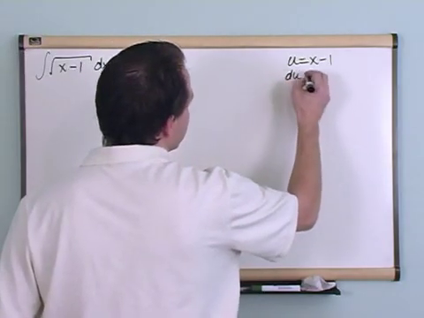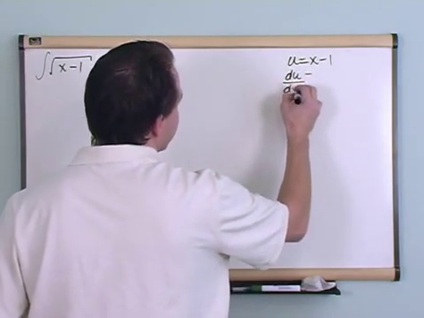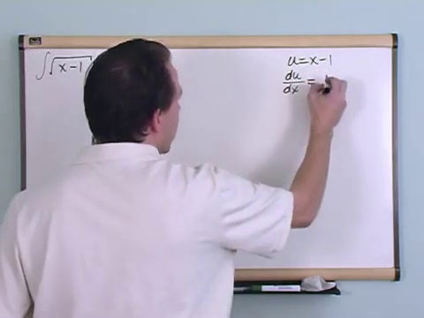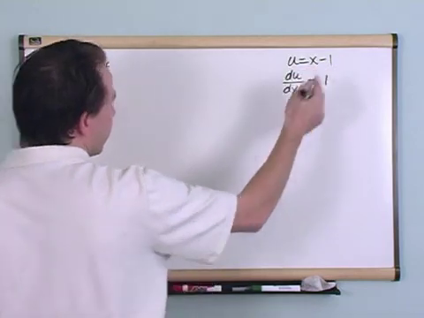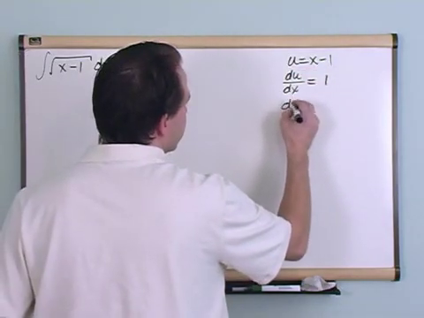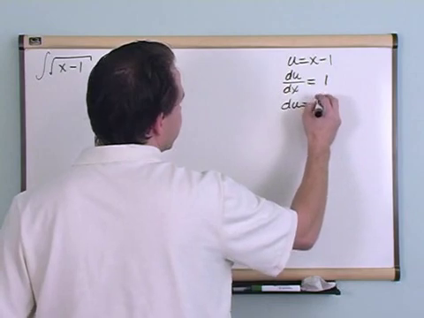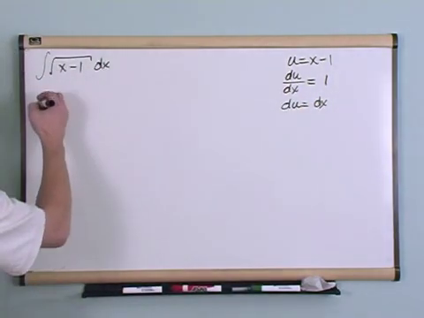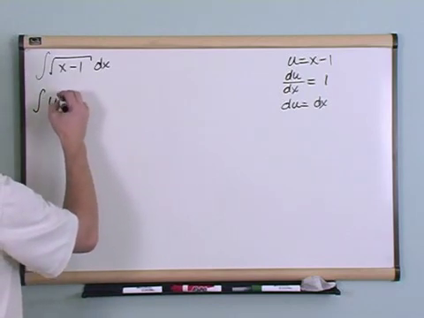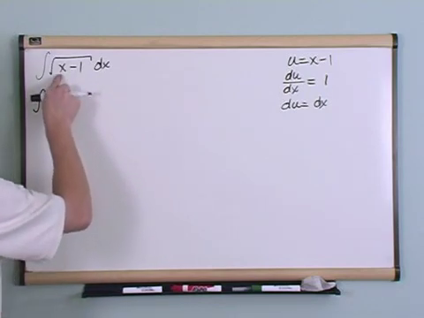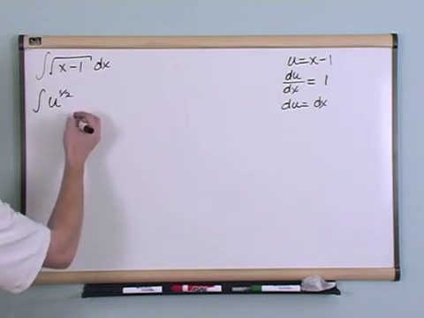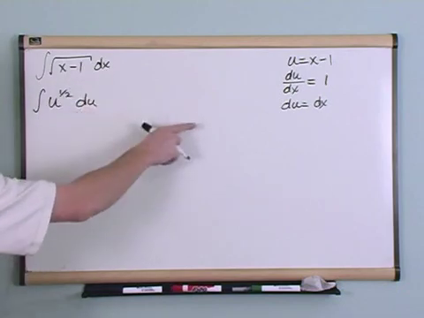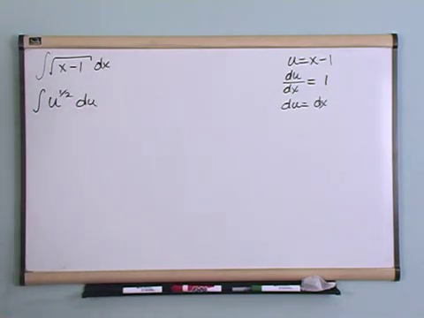So then du/dx, the derivative of u with respect to x, is equal to 1, because the derivative of this is just 1. So then du is equal to 1 times dx. This is very simple. du is equal to dx. I don't have to really do anything else. So I can rewrite this integral as u to the 1/2. This is u. It's a square root, so I'm just writing it as 1/2 times du, because dx is equal to du. You see how simple that becomes now?